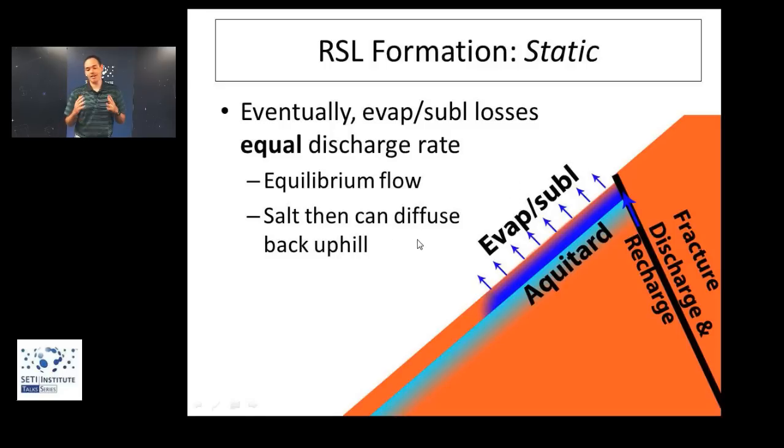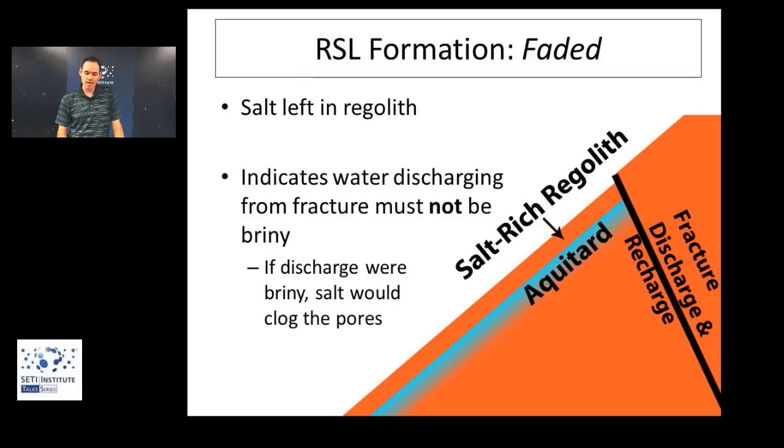We also think that in this mechanism, you can actually get salt flowing back uphill. You've got this kind of standing body of water, it's very slow moving, and the salt's going to diffuse. So when it's faded, the salt doesn't sublimate away. It's just left there in the regolith, waiting for next year's flow.